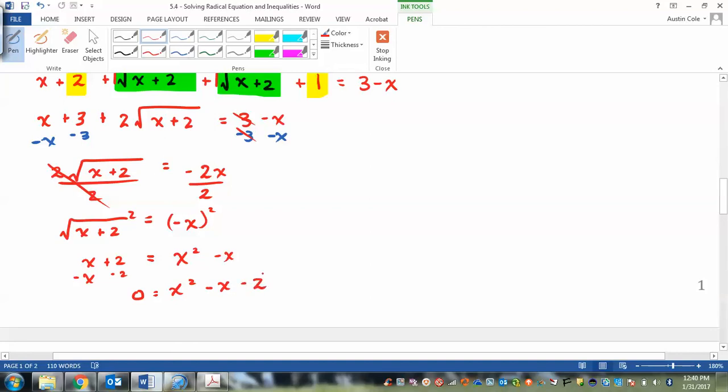And now I want to try to factor that. What are factors of negative 2 that add up to negative 1? Isn't this x minus 2 and x plus 1? Right? And so then my x values are x equals 2 and x equals negative 1.